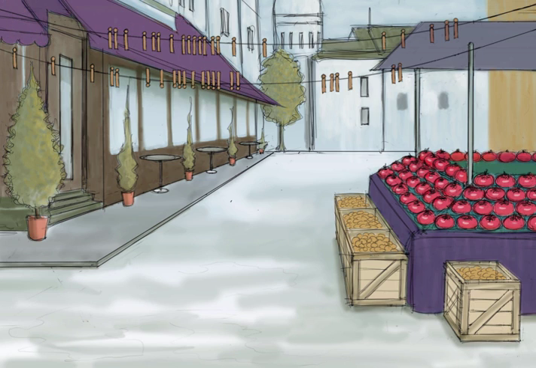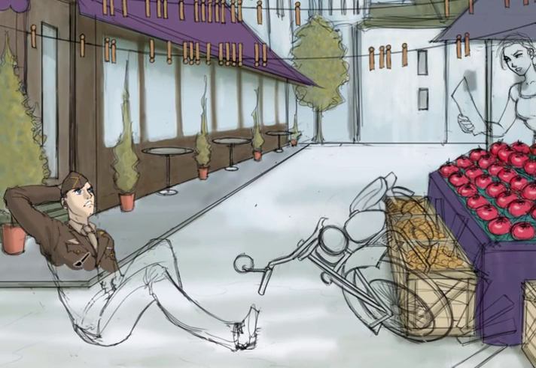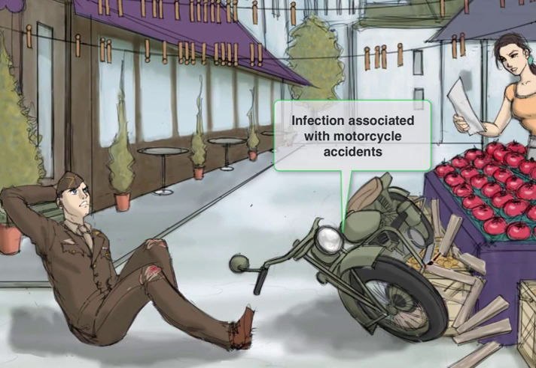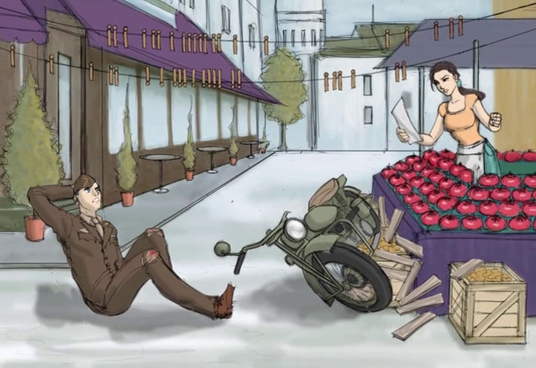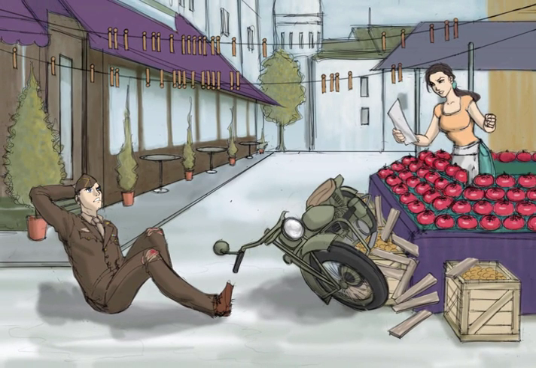So, two of the classic presentations for Clostridium perfringens are motorcycle accidents and deep, penetrating wounds from military combat. For this reason, in this outdoor market, we're going to draw a private who has fallen off of his motorcycle. So we have the motorcycle accident, and him being a soldier should remind you of military combat. Both of these types of accidents are instances where a large amount of flesh is exposed to dirt and dust. And by now you should know that this is important.